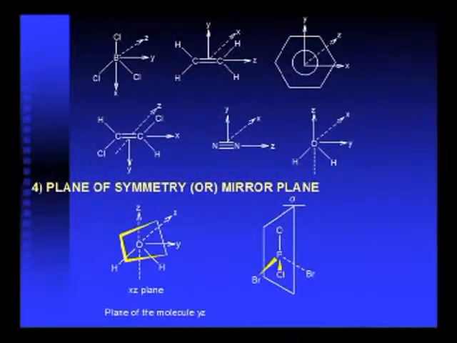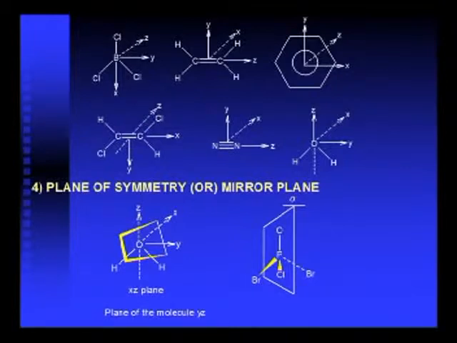Fourth example I have given is your trans-dichloroethylene. For trans-dichloroethylene, the axis which is exactly perpendicular to the plane of the molecule passing through the center is called the Z axis. The axis which is passing through the 2 carbon atoms is called the X axis, and the third one which is bisecting the carbon-carbon double bond is called Y.